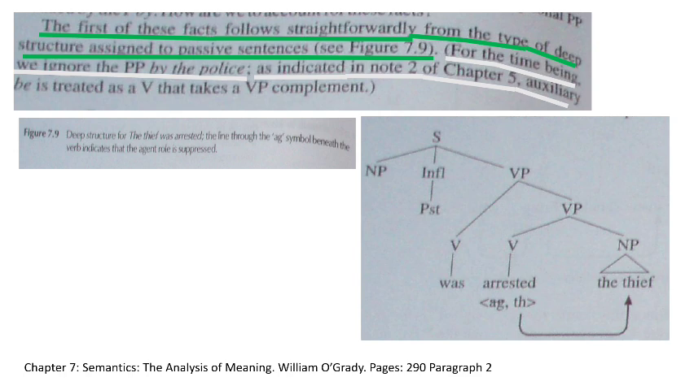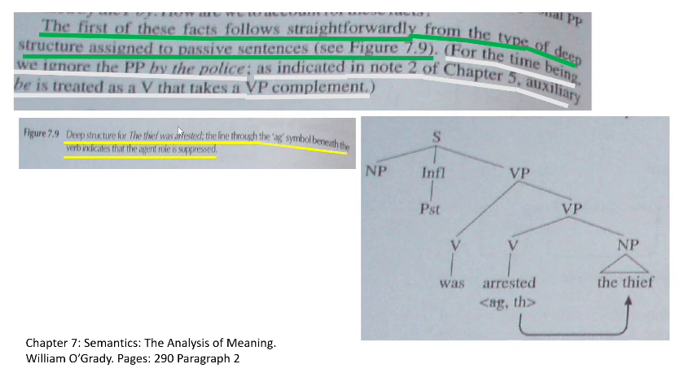The first of these facts follows straightforwardly from the type of deep structure assigned to passive sentences. See figure 7.9. For the time being, we ignore the PP or prepositional phrase by the police. As indicated in note 2 of chapter 5, auxiliary be is treated as a V or verb that takes a VP or verb phrase complement. Figure 7.9. Deep structure for the thief was arrested.